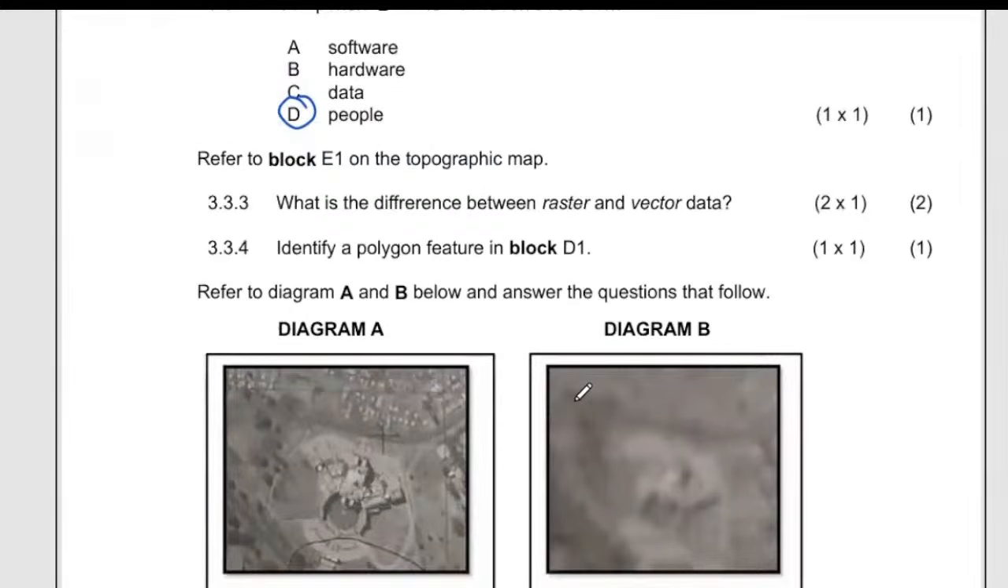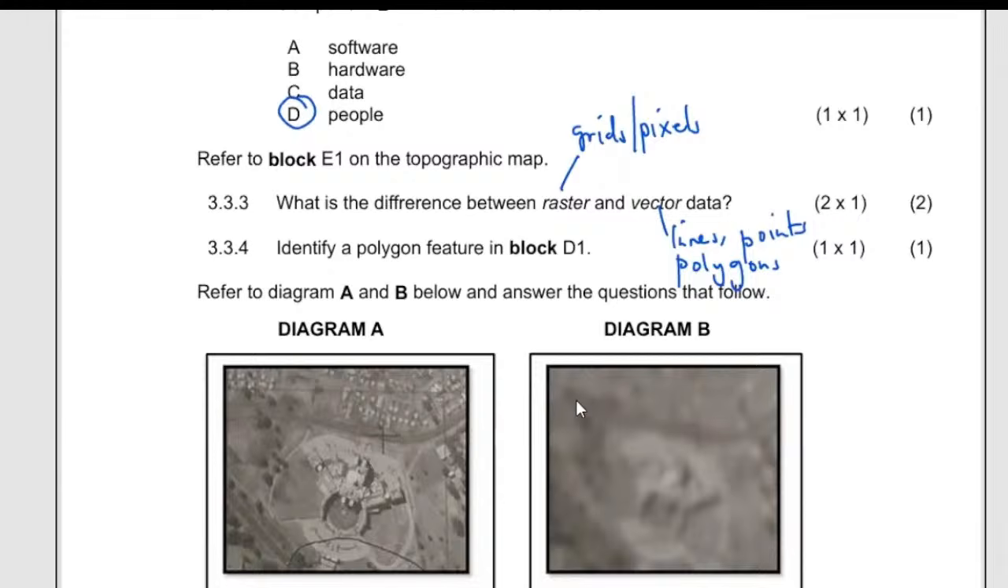Right. What is our area of concern? The question is saying, what is the difference between raster and vector data? Raster data differs from vector in terms of how the data is presented. So raster uses grids, or it uses pixels. Then vector data uses lines, points, and also polygons.